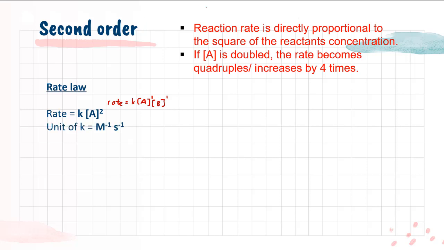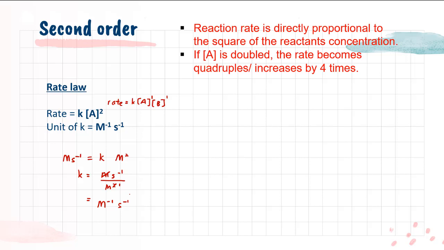Alright, so the unit of k is per molar per second. If you look at the rate law, the rate has the unit molar per second. Then we want to figure out the unit of k. In this case, concentration A is raised to power 2, so you have M squared. Rearranging the formula to get the units for k: M s^-1 divided by M squared gives you per molar per second. So the unit of k for second order is per molar per second.